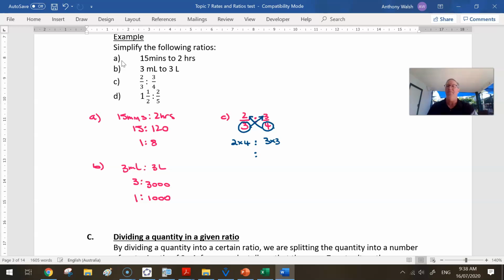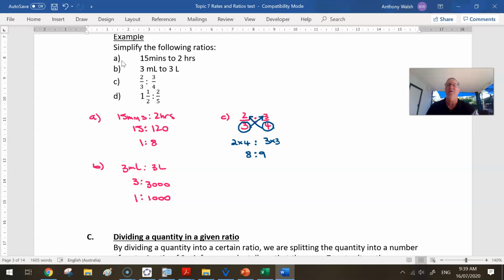Now when I simplify that, 2 by 4 is 8 and 3 by 3 is 9, and there you have it. That's the ratio in its simplest form, because there's no other number that'll divide into 8 and 9 except 1. So again, we cross multiply. We take the denominators and we swap them and multiply the number which is on the top on the opposite side.